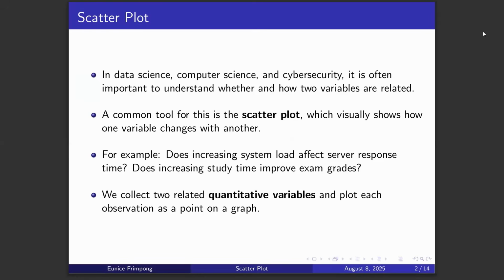What is a scatter plot? In data science, computer science, and cybersecurity, it is often important to understand whether and how two variables are related. A common tool for this is the scatter plot, which visually shows how one variable changes with respect to another. For example, does increasing system load affect server response time, or does increasing study time improve exam grades? We collect two related quantitative variables and plot each observation as a point on a graph.